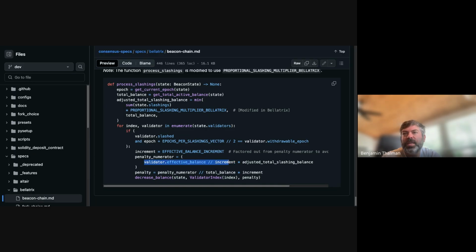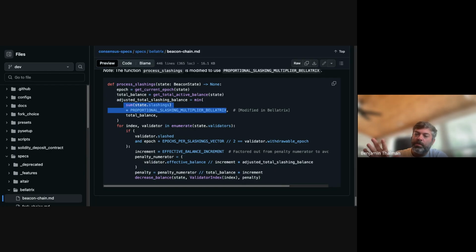The point is, this calculation is giving you the effective balance in ETH rounded down to the nearest integer or whole ETH. So again, floor division is just: divide two numbers, drop the decimal, round down to the nearest integer. Then you multiply that by adjusted total slashing balance, which is the number up here. And remember, that's all of the validators that have been slashed, their effective balances multiplied by 3, the proportional slashing multiplier in Bellatrix.